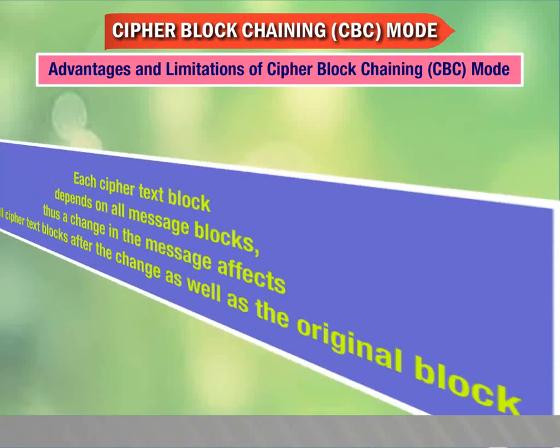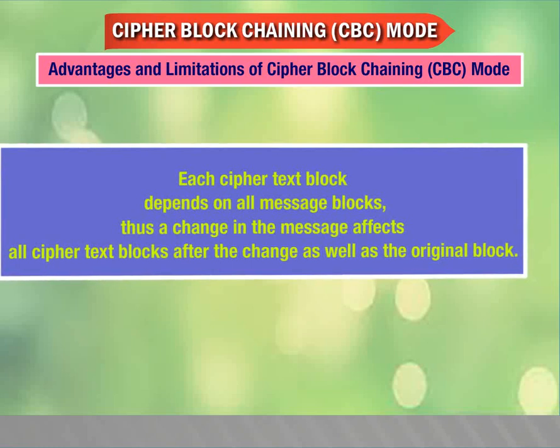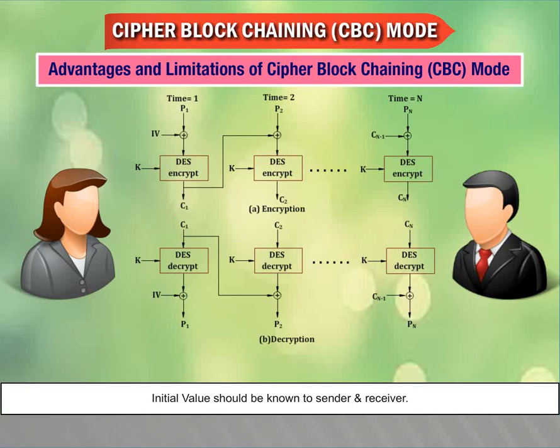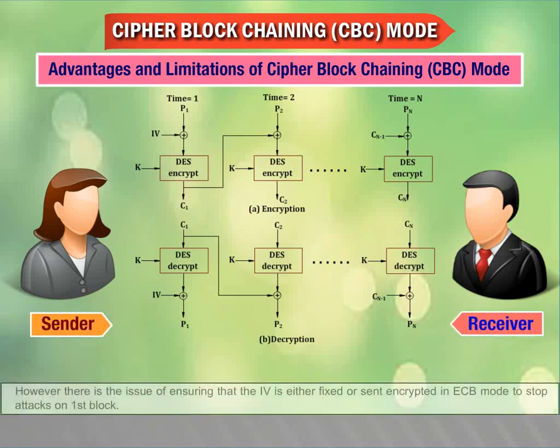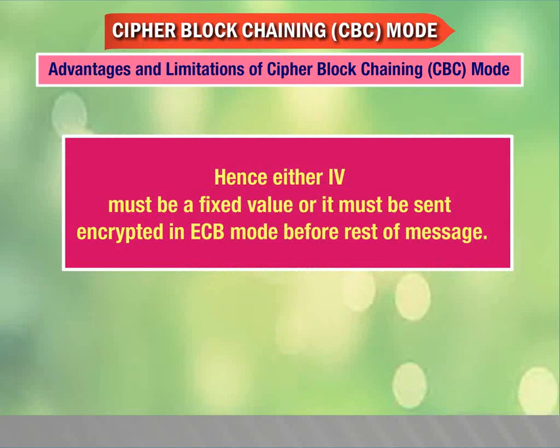Each ciphertext block depends on all message blocks. Thus, a change in the message affects all ciphertext blocks after the change as well as the original block. The initial value should be known to sender and receiver. However, if the IV is sent in the clear, an attacker can change bits of the first block and change the IV to compensate. Hence, either the IV must be a fixed value or it must be sent encrypted in ECB mode before the rest of the message.